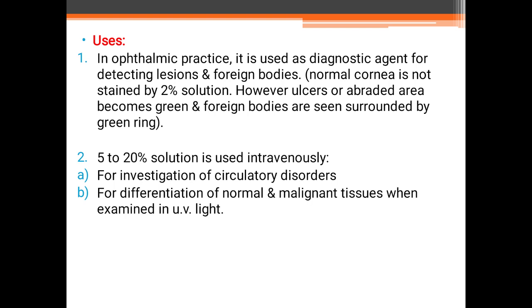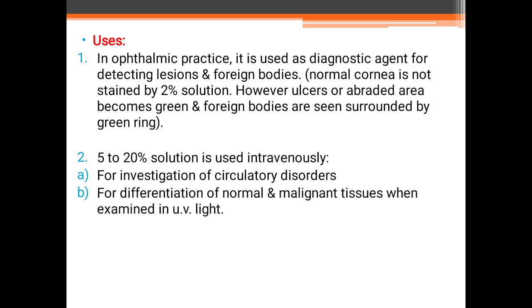Uses of fluorescein are: in ophthalmic practice, it is used as a diagnostic agent for detecting lesions and foreign bodies. Normal cornea is not stained by 2% solution of fluorescein sodium. However, the ulcer or abraded area becomes green, and foreign bodies are seen surrounded by a green ring. 5 to 20% solution is used intravenously for investigation of circulatory disorders, and for differentiation of normal and malignant tissue when examined under ultraviolet light.